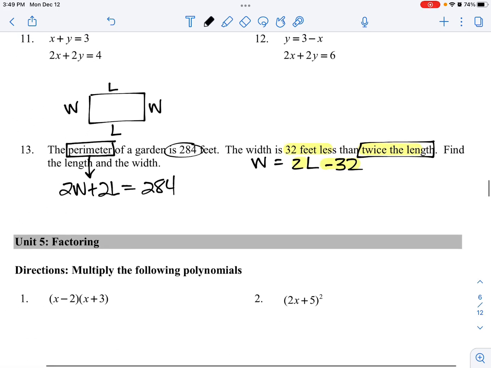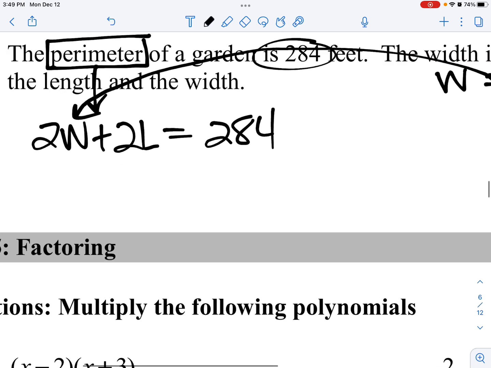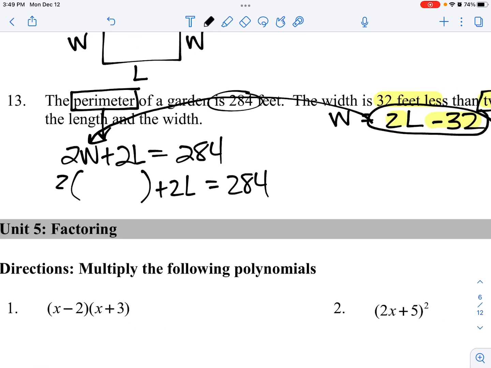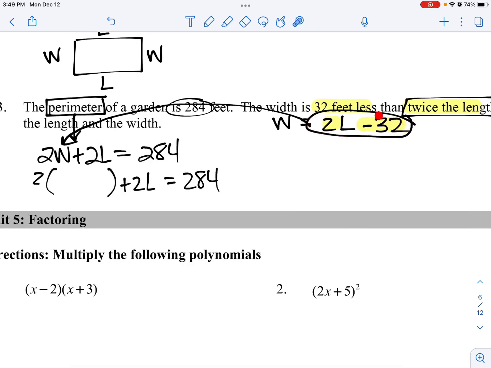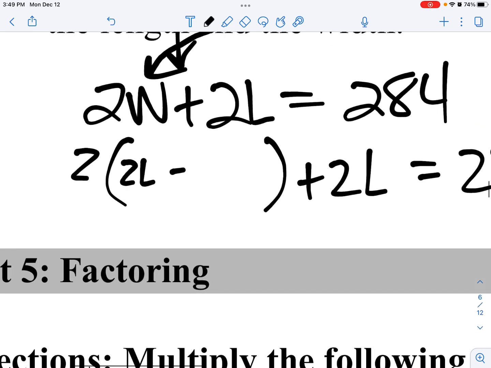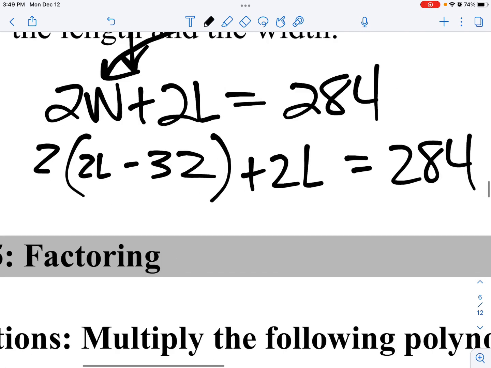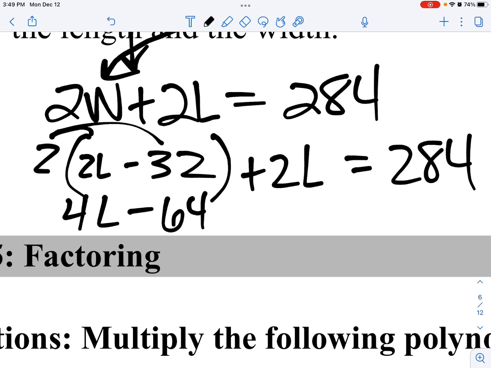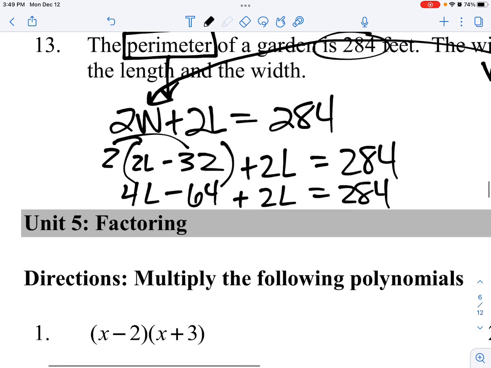And look, now what I can do is some substitution, I think. W is all by itself, and I can plug it in for that W. So I'm going to write 2 parentheses and plug in all that stuff for W, and then keep writing the rest of this equation. So plus 2L equals 284. What was that equation again? 2L minus 32. What you're probably going to want to do is distribute. So I'm going to do 4L minus 2 times 32 is actually 64. Plus 2L equals 284.